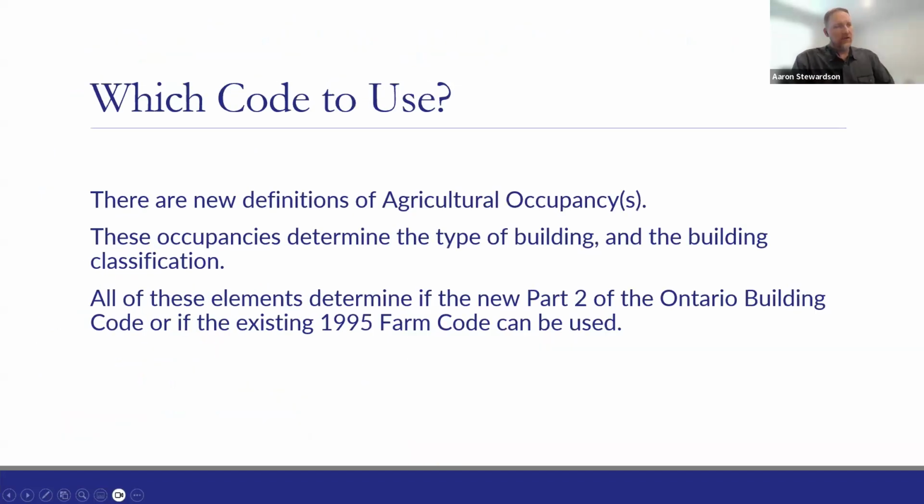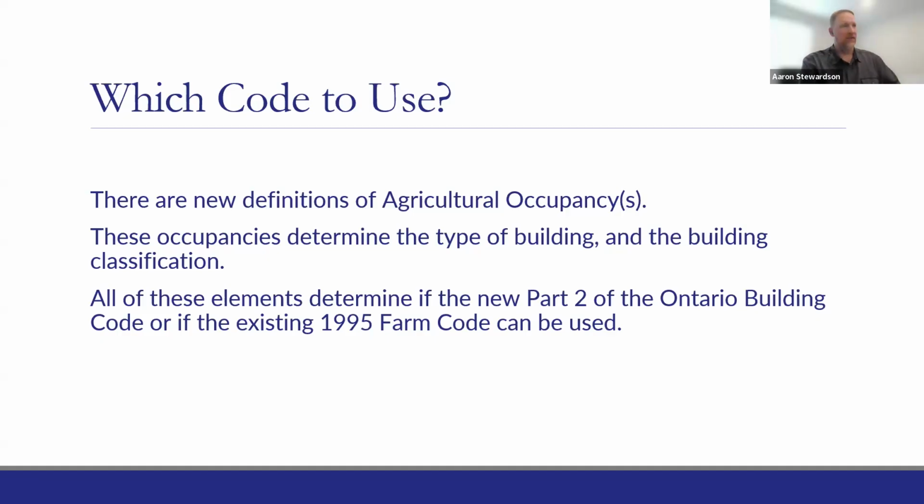So again, go back to which code to use, right? Depending on the definition of your agricultural occupancy, these occupancies determine the type of building and the classification. So depending on what you're using the building for, if it's equipment storage, repair, something along those lines, you're going to fall under a G2, right?